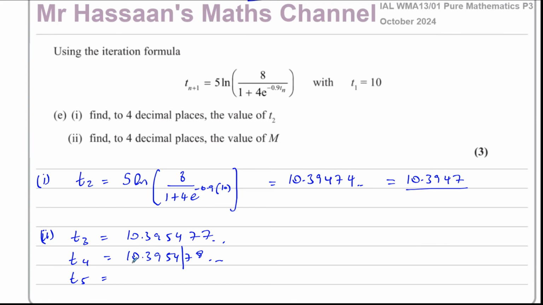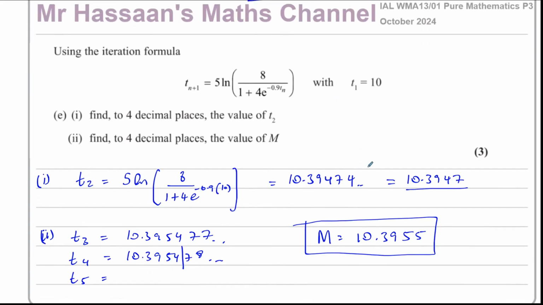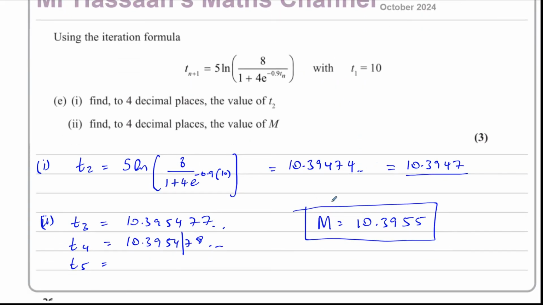So we can say M is equal to 10.3955. That's the value of M. M is stated already, it's in minutes. We don't have to put minutes. And there we have the answer to part E, part 2.